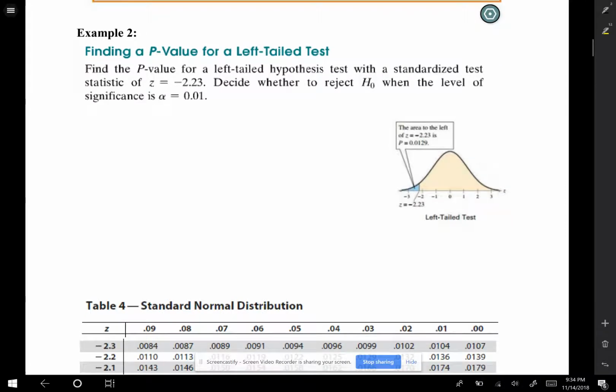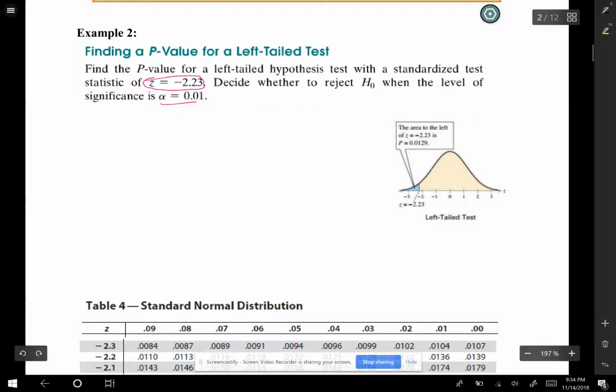So on example 2, we want to find the p-value for a left-tailed hypothesis test with the standardized test statistic of z equals negative 2.23. So they're giving us the z-score, and they want us to find the p-value for a left-tailed test. And then after we do that, we'll decide whether to reject the null hypothesis if the level of significance is 0.01.